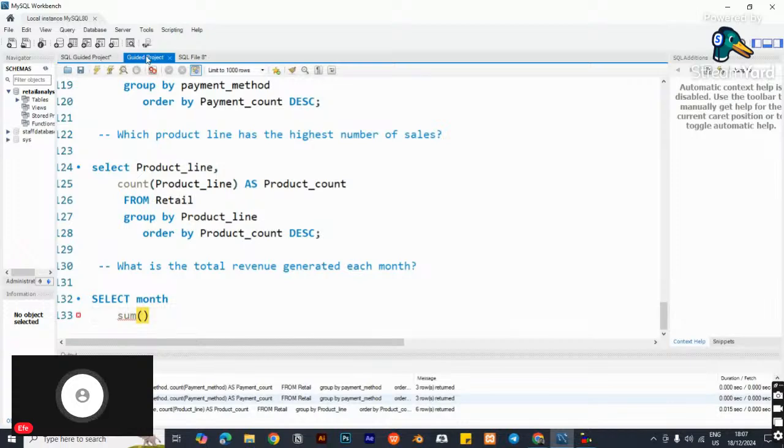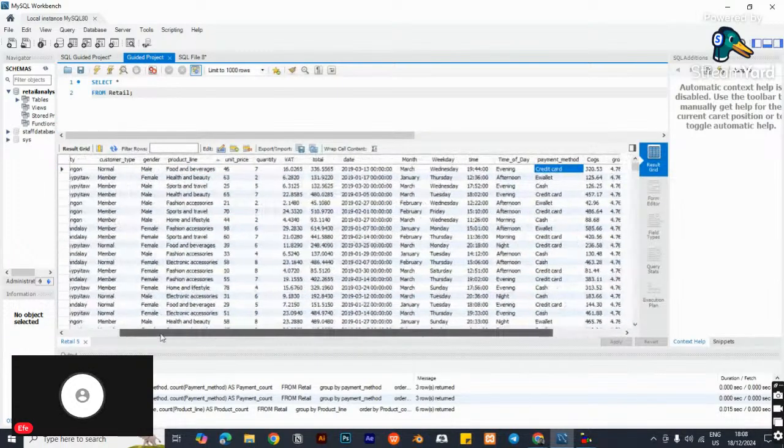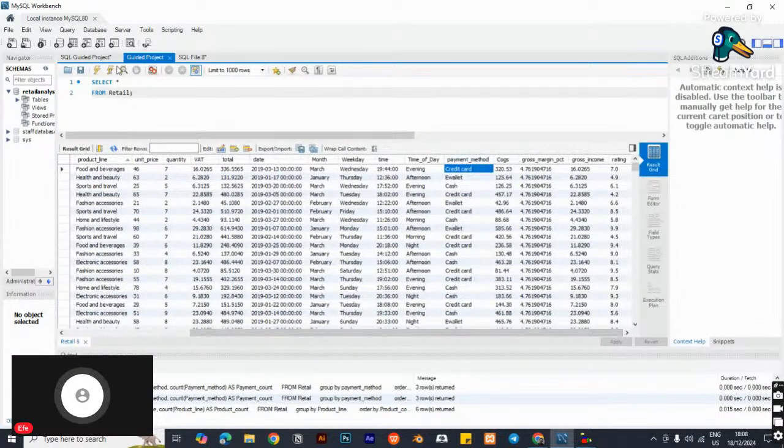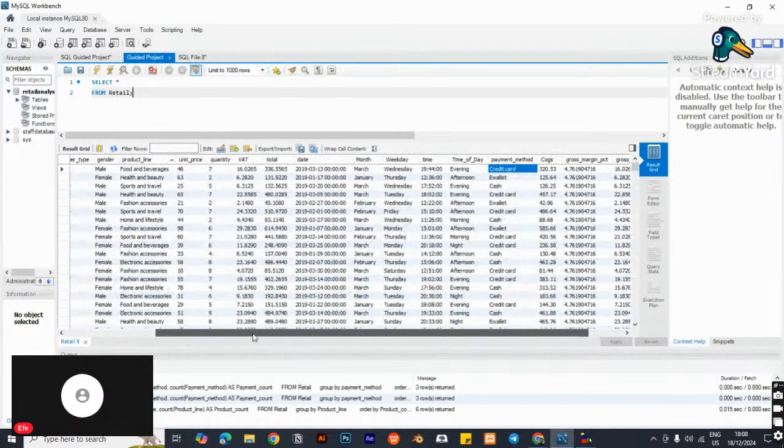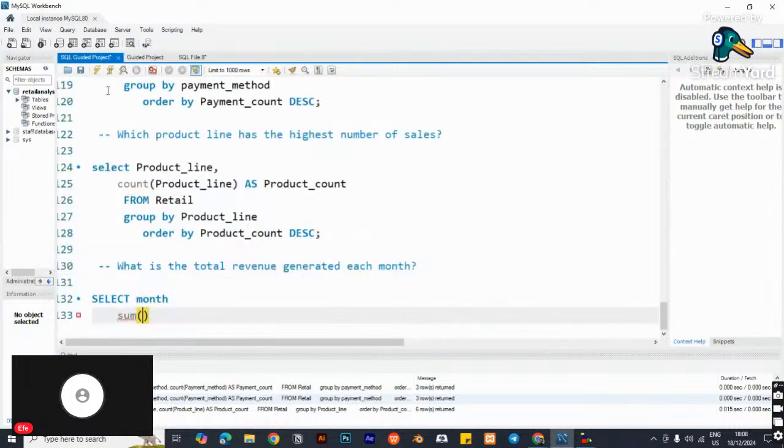Okay, I think we have the data set now, so we can take a look at the data set. So the question says the total revenue for each month. Total revenue for each month. Remember, when I walked us through the data set, I said the total represents our revenue. All right, so we come over here and say total revenue.